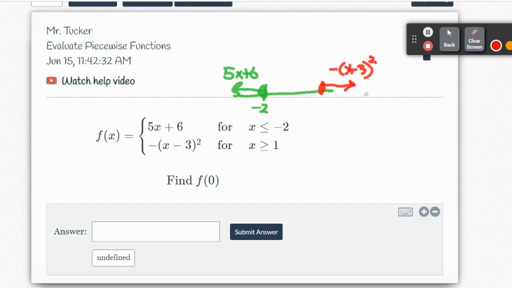Now, this might prove to you why it's valuable to go ahead and just plot that to recognize what's going on, because what we're doing, I meant to put a 1 right there. What we're looking for is f of 0.